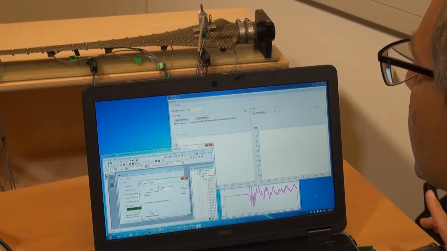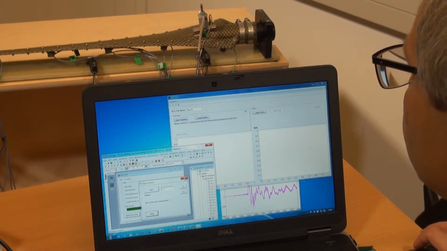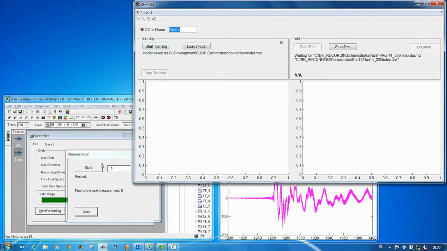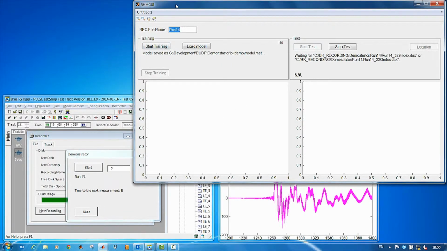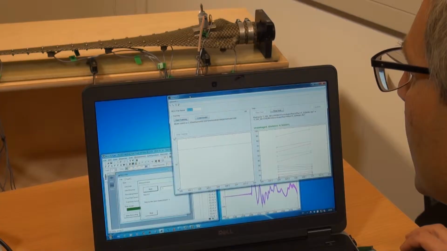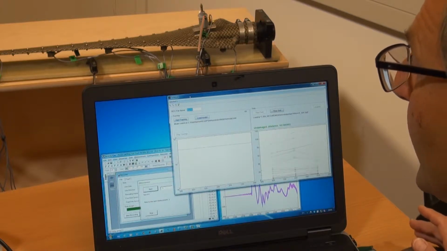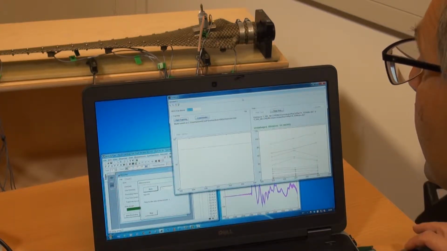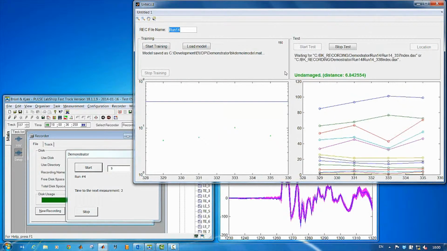Now we will start the test. All bolts are tightened. Starting the test. As expected, the state of the system stays normal, and you can see the green rods here saying the blade is undamaged.